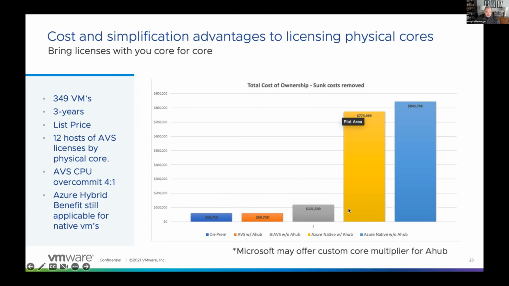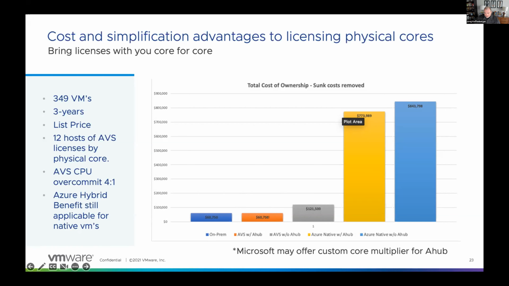So you'll see a really nice advantage for AVS in the Windows licensing and even SQL licensing department for customers that don't have huge lucrative contracts.